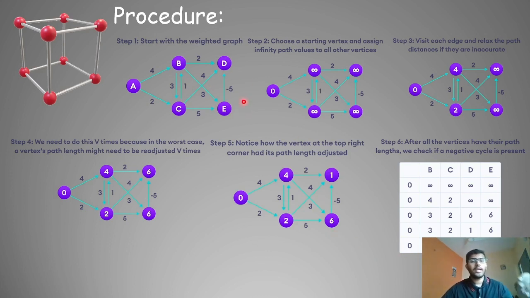Now we have to relax E edges, which means the total number of edges, and 4 vertices in this case because we are not including the source vertex. So the time complexity will be order of V into E. Whereas the time complexity of Dijkstra's algorithm is order of E into log V. From this, we can conclude that Dijkstra's algorithm is much faster than the Bellman-Ford algorithm.